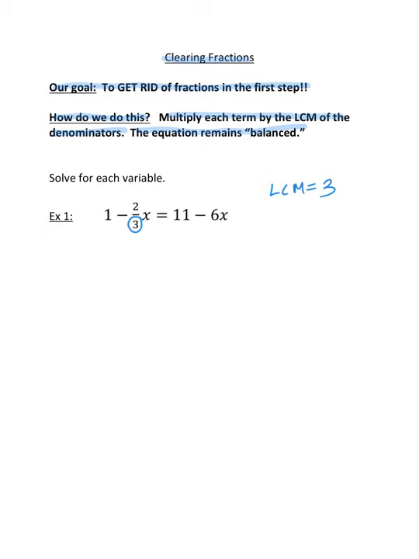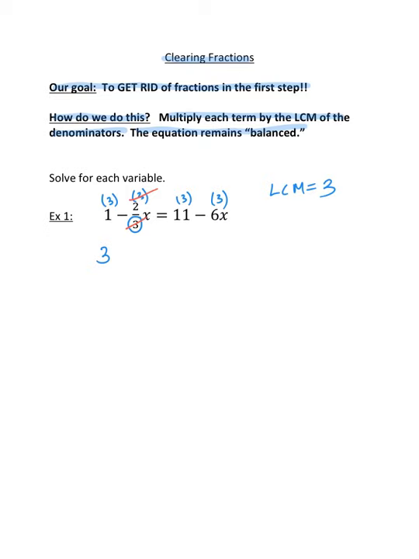3. What I'm going to do is multiply every term by 3. So I'm going to multiply times 3, times 3, times 3, and times 3. Remember, each term is separated by a plus sign, a minus sign, or the equal sign. 3 times 1, underneath I write 3. What I'm going to do with the fraction is divide the 3 that's on top that I just multiplied by, divided by the denominator. And I'm going to write the answer next to the fraction.